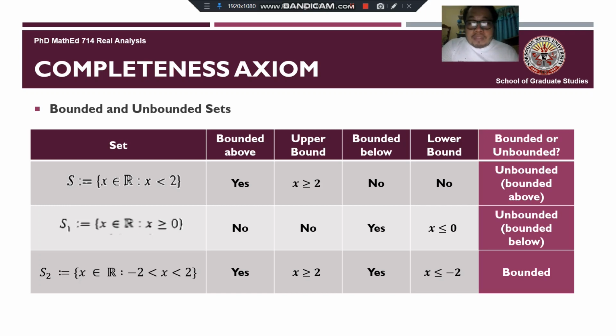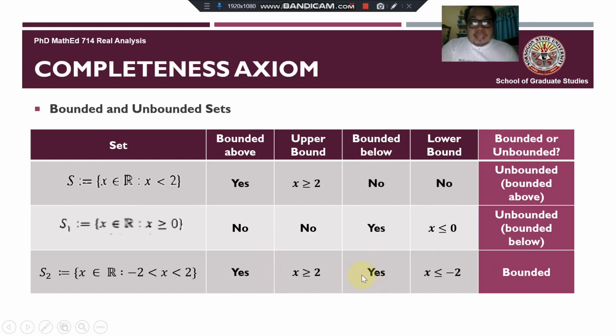It is bounded above, in which the upper bound starts from 2 to positive infinity, while the lower bound starts from negative 2 to negative infinity. As stated, x is less than or equal to negative 2. So therefore, it is both bounded above and bounded below, and that is the reason why it is considered bounded.